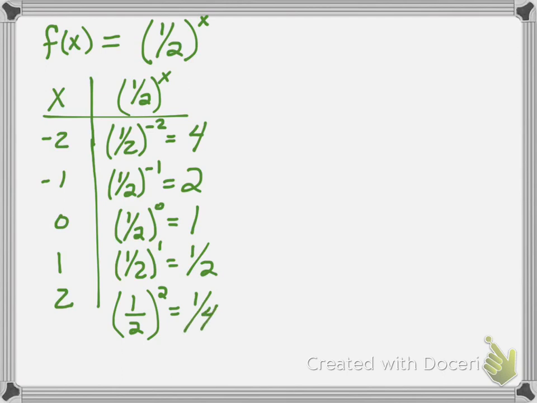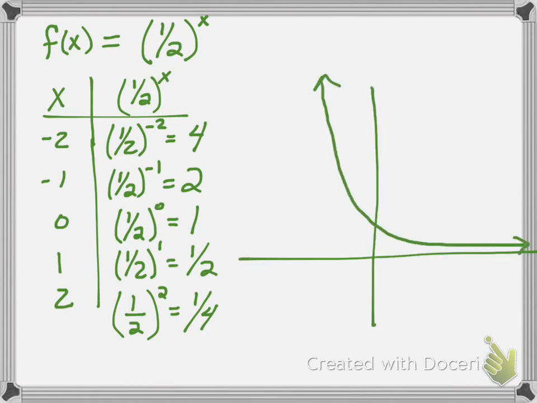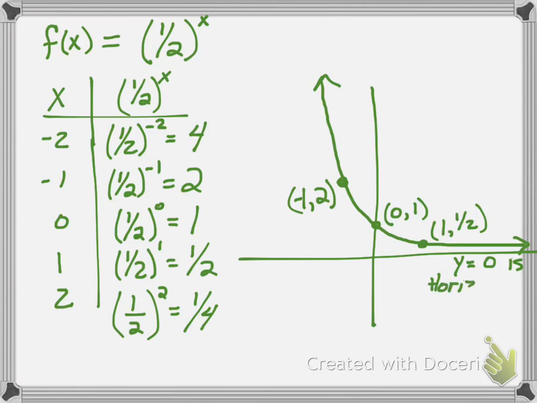You may notice that these are the same numbers, just on the other side. It looks exactly like our other picture on the last slide, just reflected over the y-axis, a horizontal flip. It passes through the points (0, 1), (1, 1/2), and (-1, 2). y equals 0 is our horizontal asymptote.